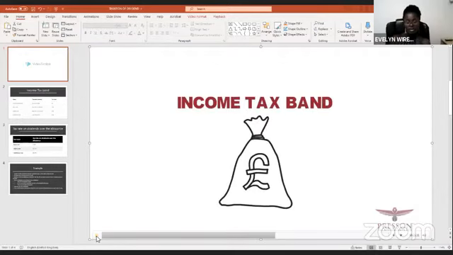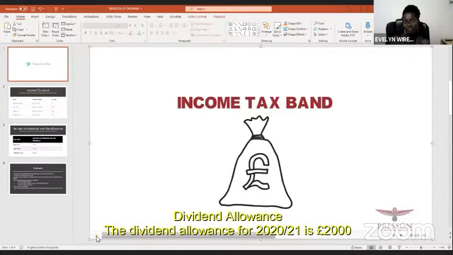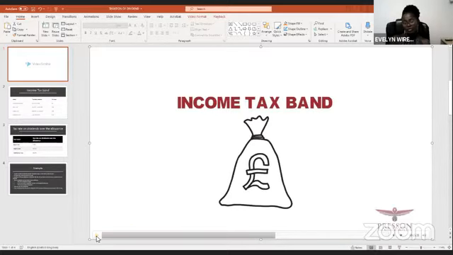So what I wanted to say is that the dividend allowance for tax year 2020-21, that is the period from 6th of April 2020 to 5th of April 2021, is 2,000. So let's say your other income for the tax year is 12,500, and then you have a dividend from your company of 2,000, so you get 14,500. This amount will not incur any tax because you will be within the dividend allowance of 2,000. Let's move on to another point on the screen.